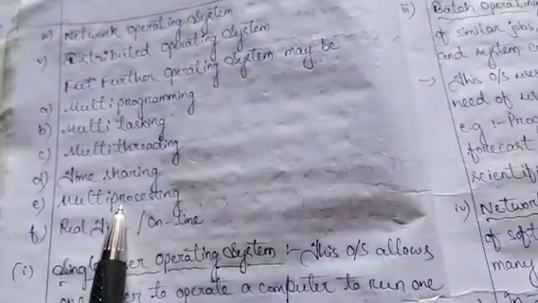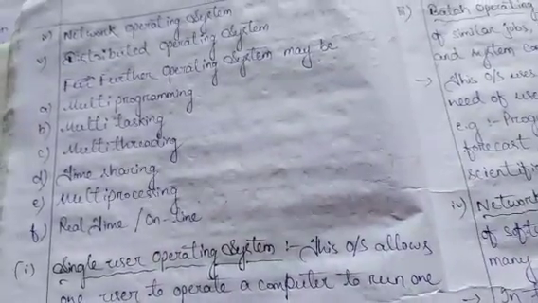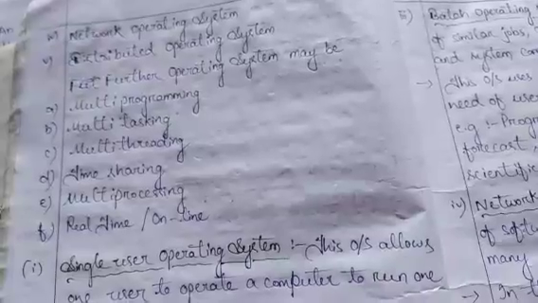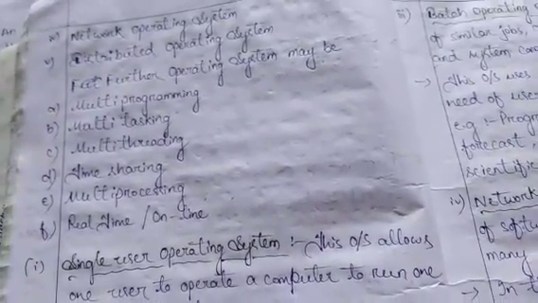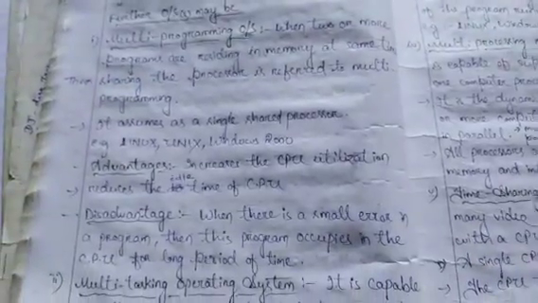That is multi-processing. And real-time or online operating system, nowadays we are using this real-time operating system. At the time of operation the updation will be done. So these are different types of operating systems. Okay, so multi-programming, multitasking, time sharing.